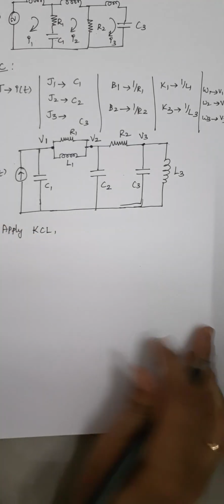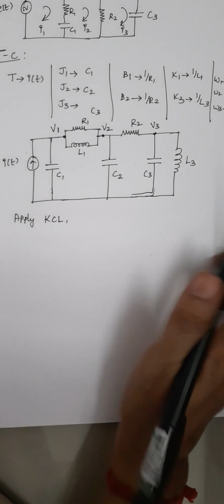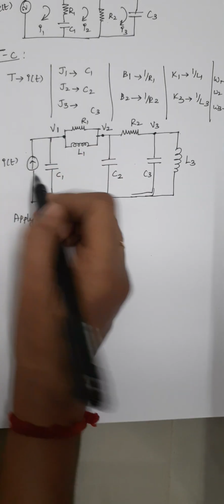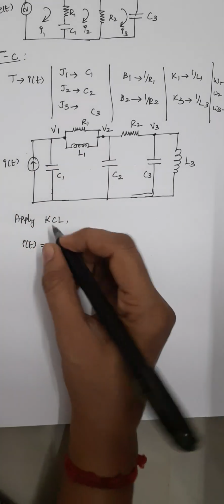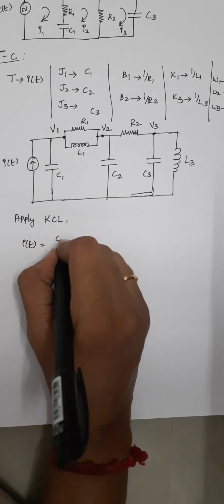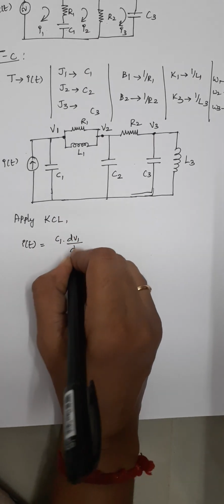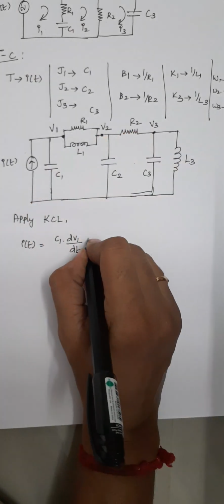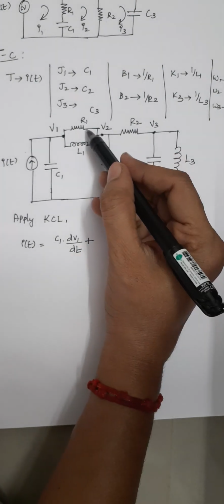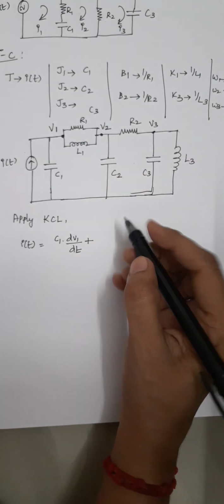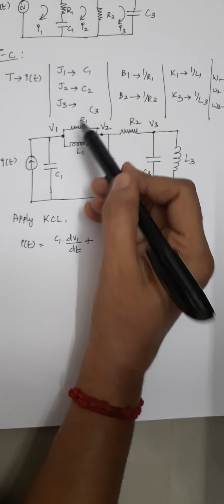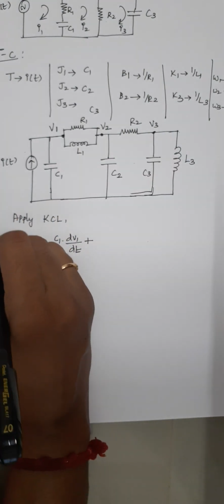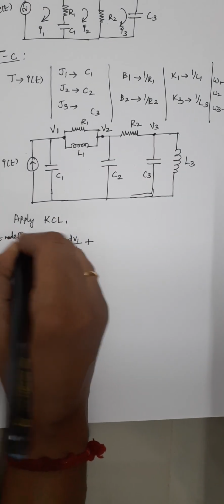Kirchhoff's current law. Right. When you apply Kirchhoff's current law, the current flowing through it, that is here to this node 1 I am having a source current I of t. So this I of t is equal to, again current flowing through this capacitor is represented as C1 into dV1 by dt, because this capacitor C1 is connected to V1. Right. And next one is plus, again current flowing through this resistor is given by the formula V by R. Here R1 is connected between V1 and V2, and now I am considering node 1. So I have to write it as, this is at node 1.